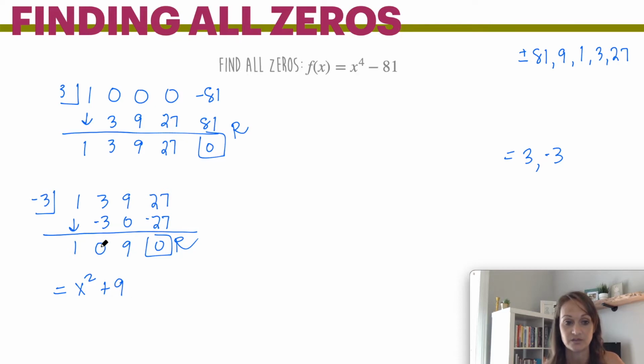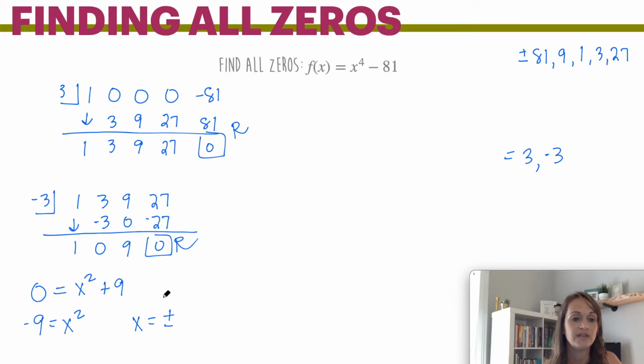There is no x because there was a 0. I can now set this equal to 0 by subtracting 9. So I'll get negative 9 equals x squared. And then to take the square root, I'll get plus or minus. Don't forget, anytime they take square root, plus or minus.